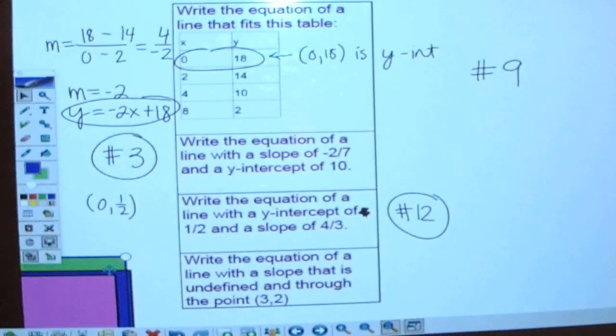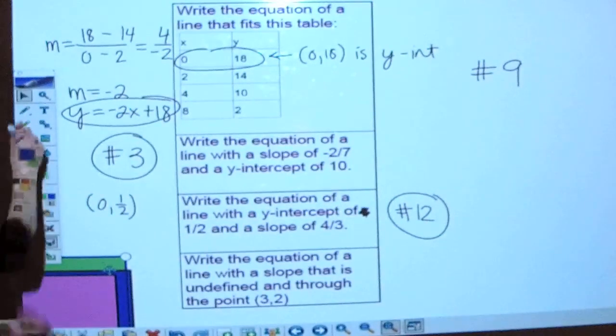Okay, because it has an undefined slope. So this is kind of what we talked about at the end of our notes today. What type of line has an undefined slope, Kate? A vertical line. And what does the equation of a vertical line look like? X equals a number, right?